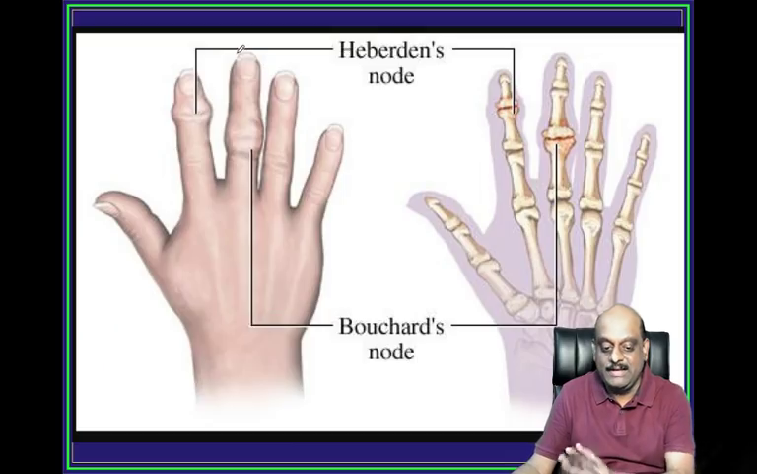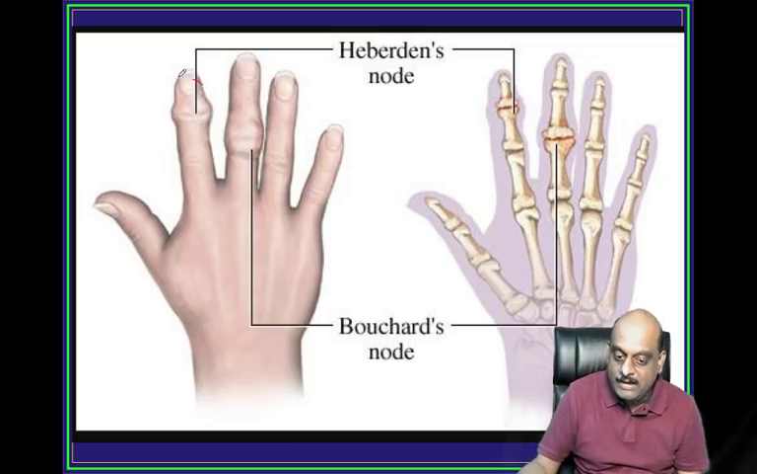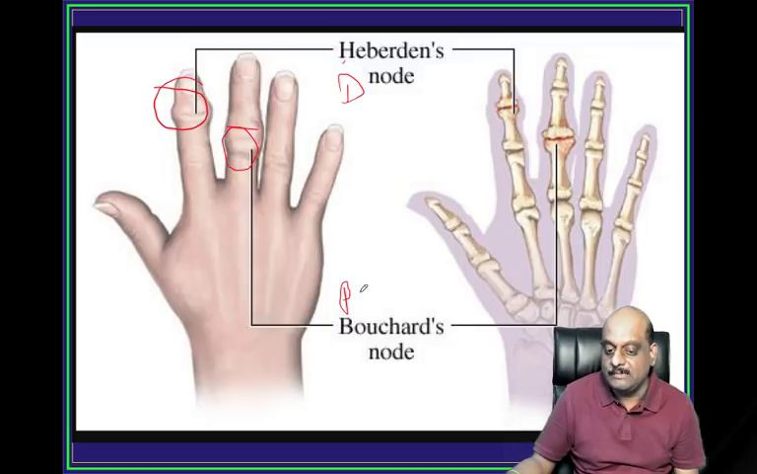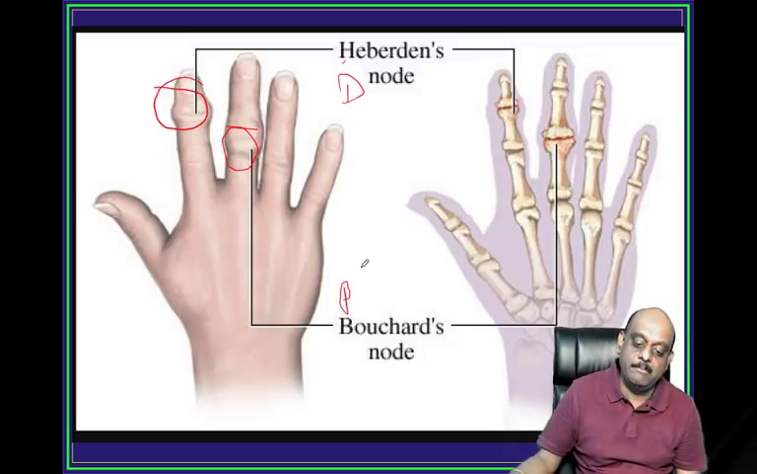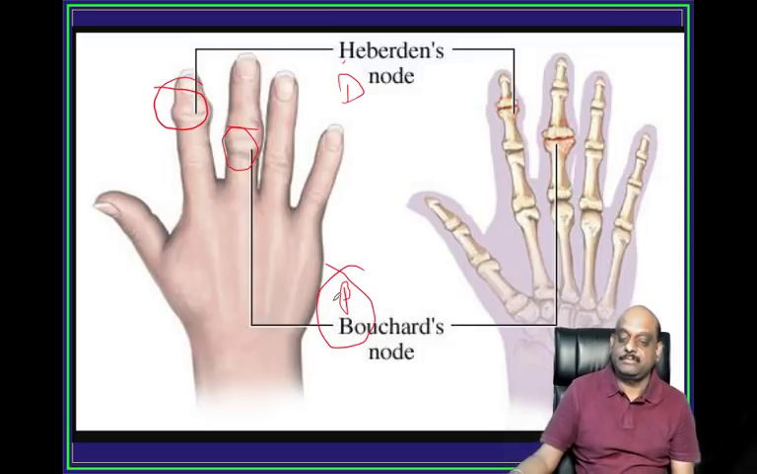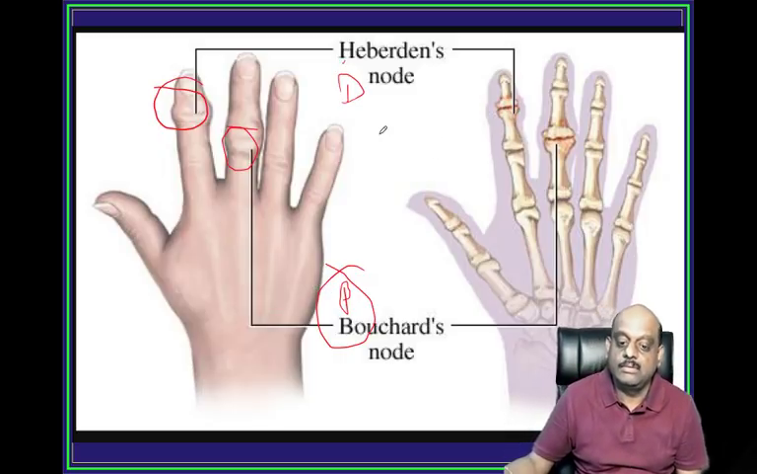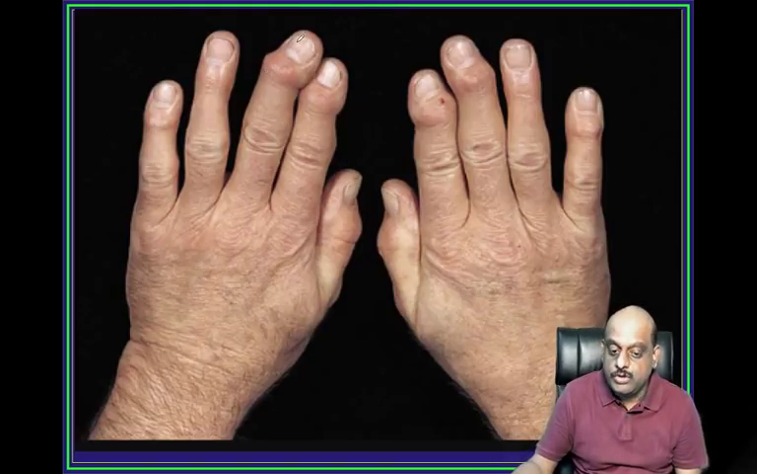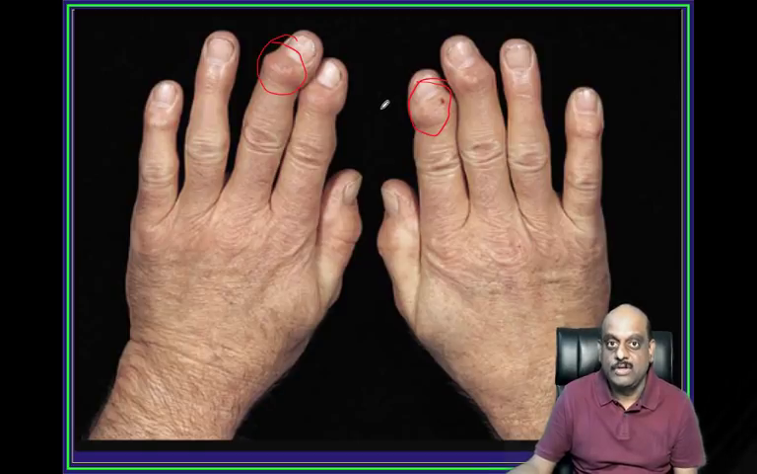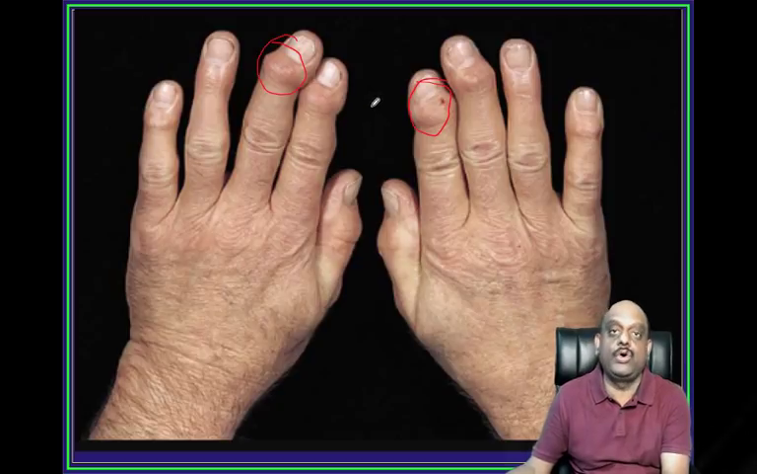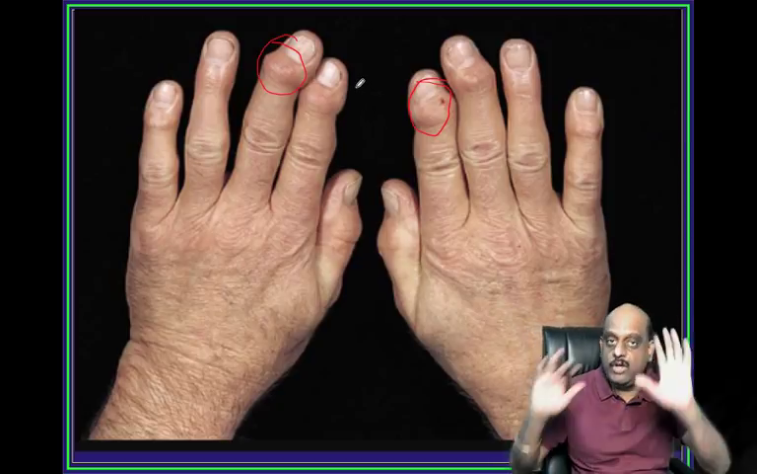Distal interphalangeal. Heberden is distal, Bouchard is proximal. Right? Bouchard is proximal. So now, what do you see here? Distal. So that is the reason it is the Heberden's node. Tomorrow the examiner is going to give an image-based question.